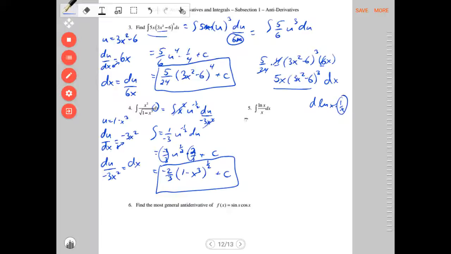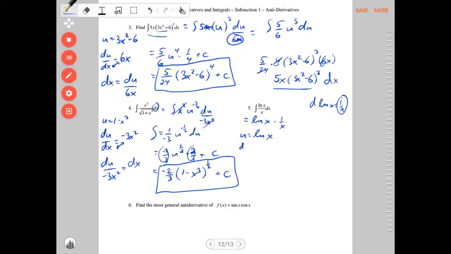So really this separates out into kind of like this, ln x times 1 over x. That's the same as ln x over x. Okay, and the derivative of ln x is 1 over x. Okay, so our u function is the ln x. So u equals ln x.